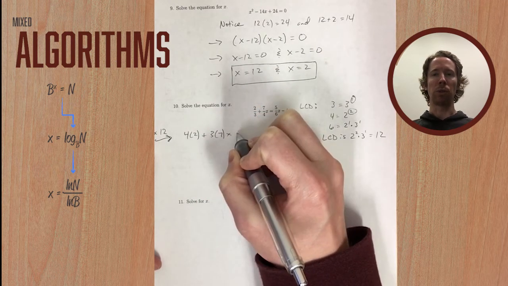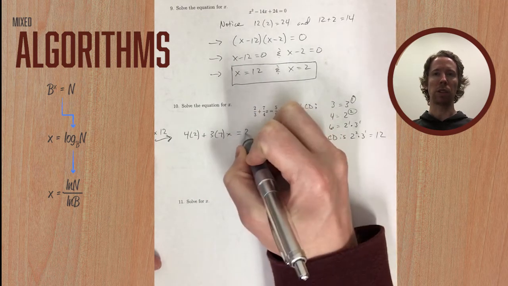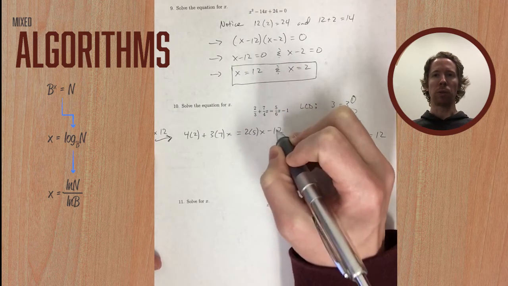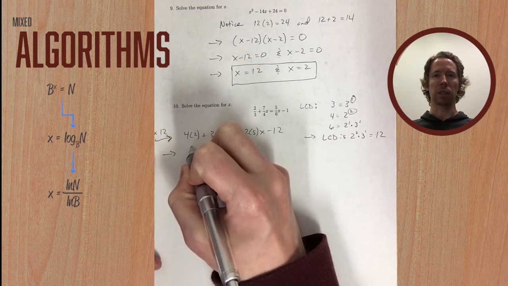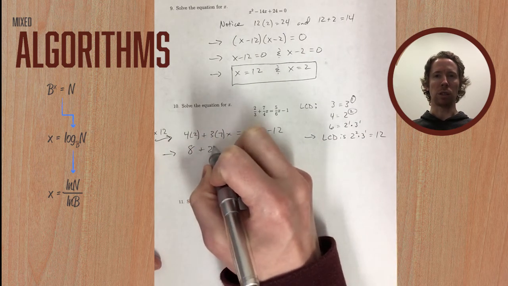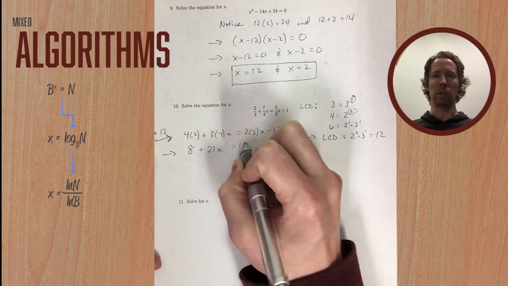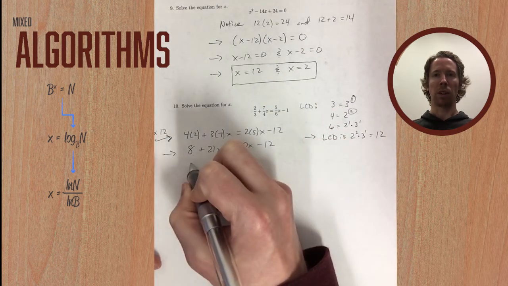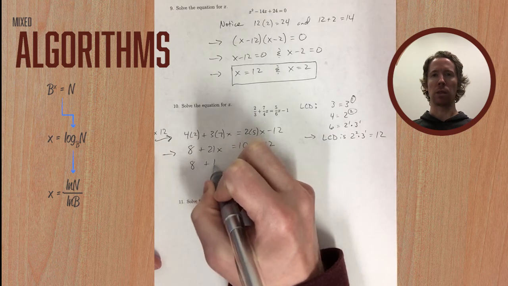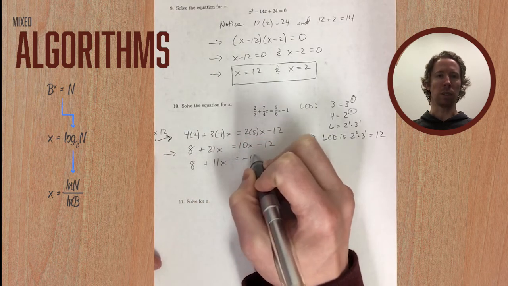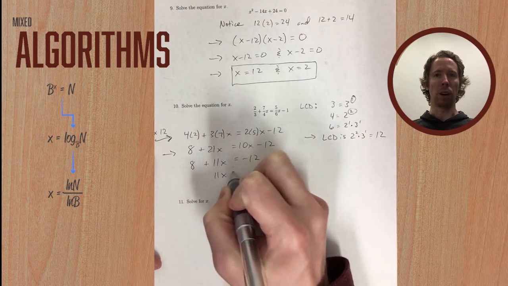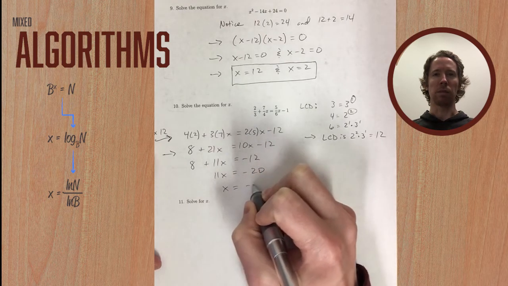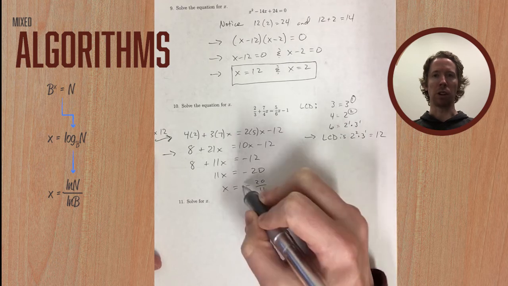I know 12 over 3 is 4. So for that first term, I get 4 times 2. 12 over 4 is 3, so I get 3 times 7x. 12 over 6 is 2, so I get 2 times 5x. Then 12 times 1 is 12. Simplify that, combine like terms, move the constants to one side, the variables to the other side. And then I can just divide by 11 to finish it up.